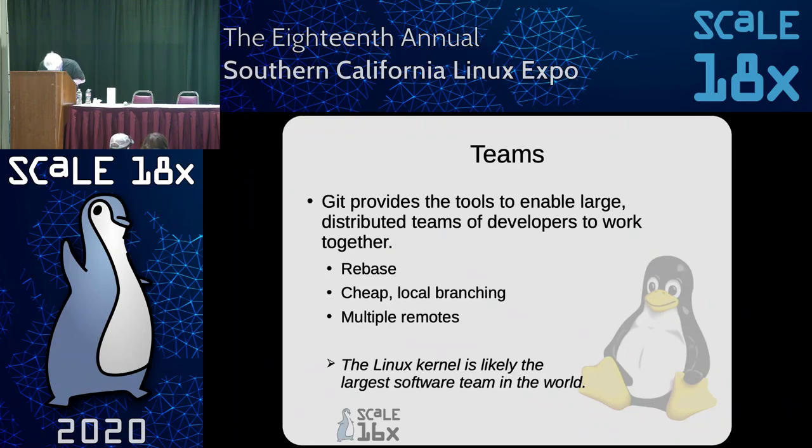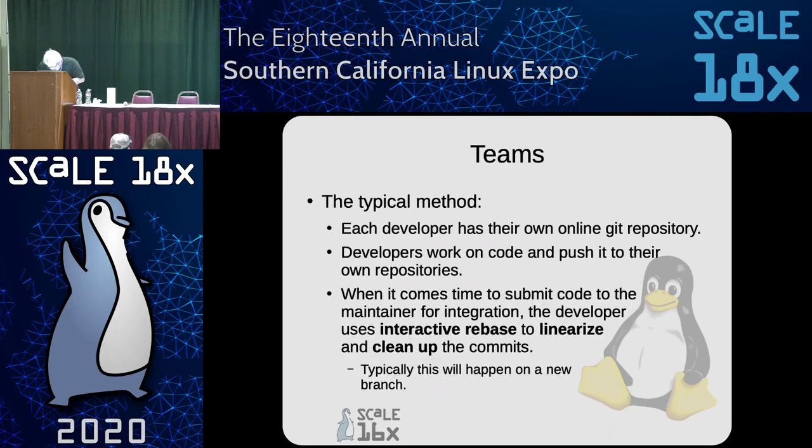Teamwork. A lot of these are the tools to enable large distributed teams of developers to work together: rebasing, cheap local branches, multiple remotes. And this really got started because the Linux kernel developers needed an effective way to collaborate, and the Linux kernel team is probably one of the largest software teams in the world. So, this is a great example of eating your own dog food.